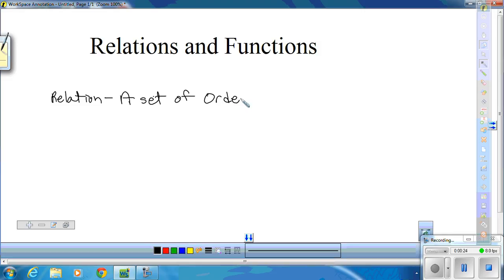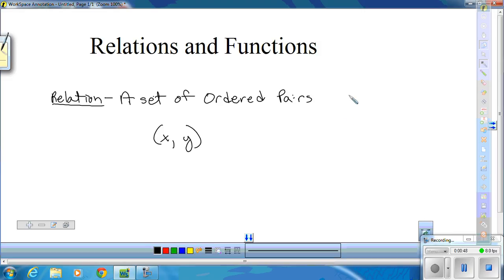And an ordered pair is a point. We usually write those with the parentheses, with an x coordinate and a y coordinate. And so a relation is a set of ordered pairs. So that's a group of points, so to speak. Things that we want to clarify in the ordered pairs: x is the first number, y is the second number.